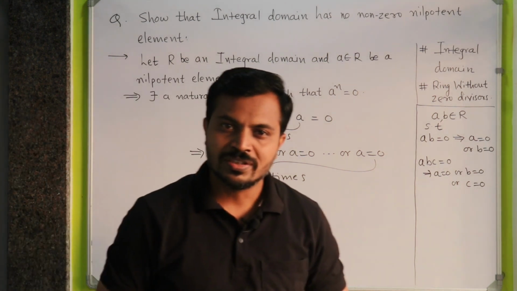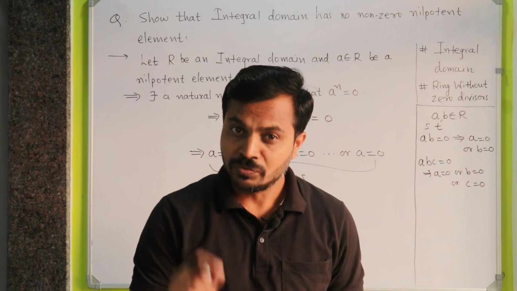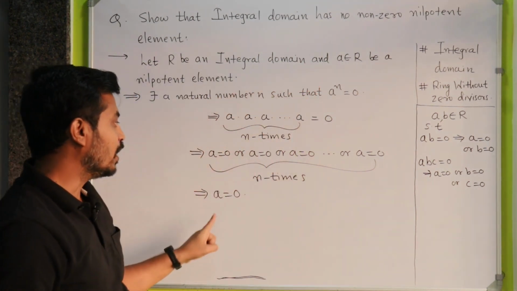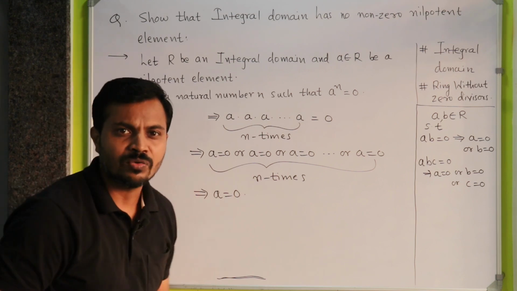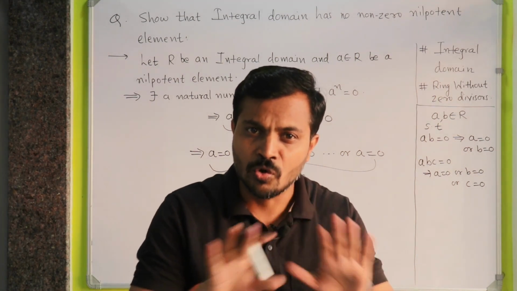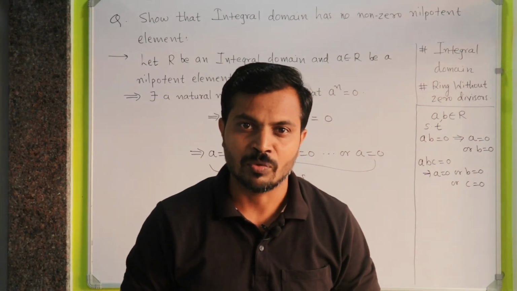So what have we proved in this example? We have proved that if you take a nilpotent element in an integral domain, it must be equal to 0. In other words, an integral domain has no non-zero nilpotent element.